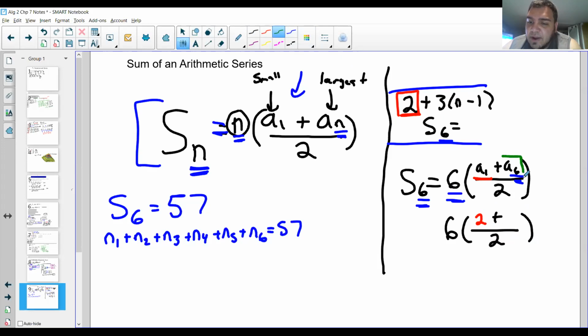Now my issue is I don't have A of 6. I mean, I have it from the previous question, but let's say we're doing this fresh. So what I'm going to have to do is actually find A of 6, which means I'm going to have to plug in 6 to here. 2 plus 3 times 6 minus 1. 2 plus 3 times 5. That's 2 plus 15, which results in 17. So you're going to have to find your pieces. Here's 2, and here is 17.